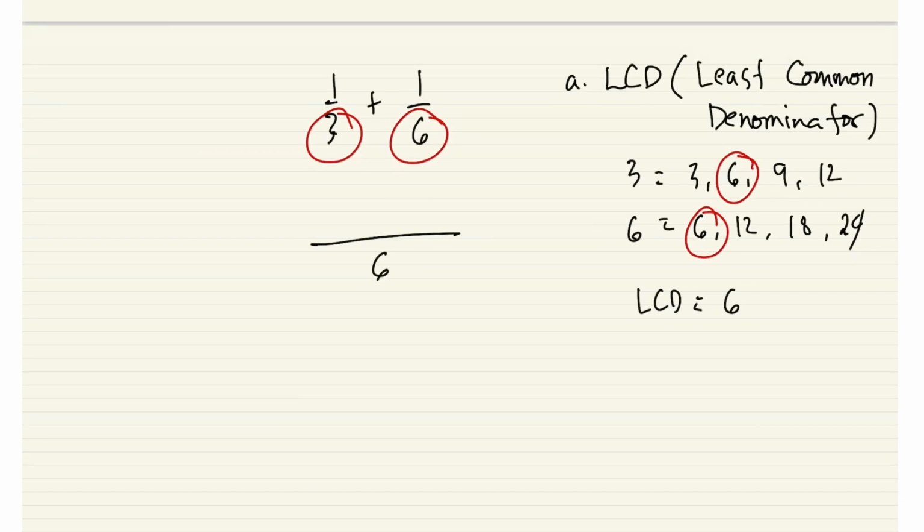So 6 divided by 3 is 2, times 1 is 2. Bring down the plus. 6 divided by 6 is 1, times 1 is 1. So we have 3 over 6, which is equal to 1/2.